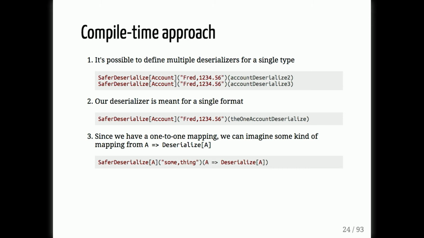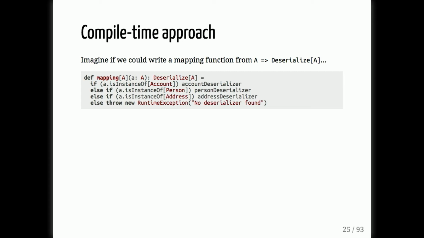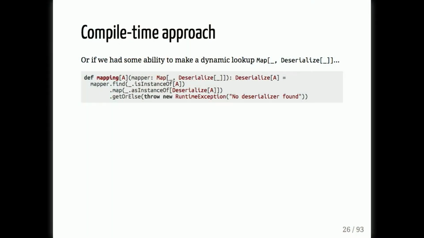So what if we codified this as a method? If we did this at runtime, we could check, OK, if there's some instance of account, then we return this account deserializer, and we just keep adding on here. That'd be neat. That's also known as a map. So what if we had some magic map where we could pass in a mapper where we found the instance of the type A to the deserializer, and then we threw some exception if we couldn't find it? That'd be pretty nice.